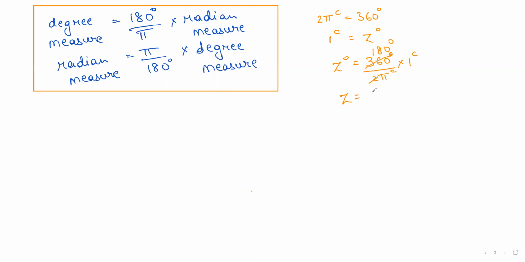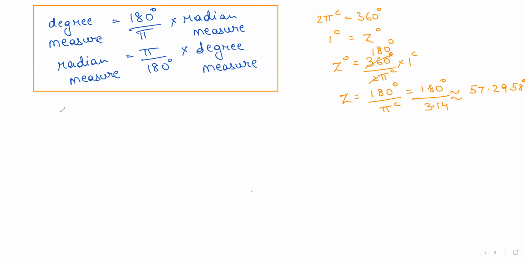Therefore, z is equal to 180 degree upon pi radian. This can be calculated as 180 degree upon 3.14, which will approximately be equal to 57.2958 degrees.